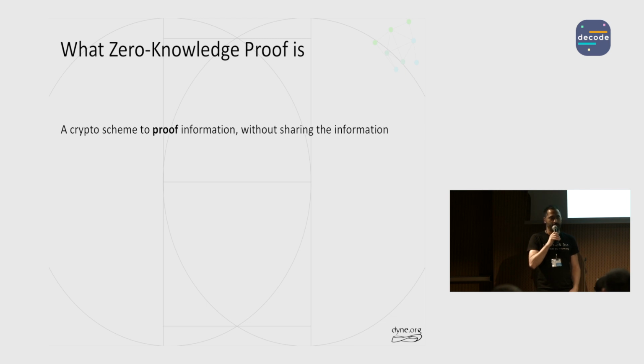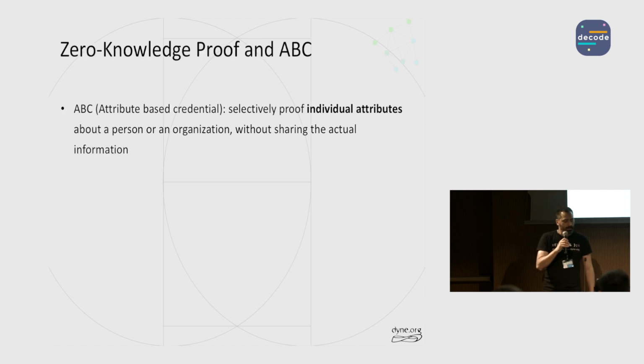So what does it mean to prove information? It means that I want to prove a specific attribute about myself without giving out information that is not needed to share the specific attribute, or information that is more personal than the information I want to share. And by mentioning this, I actually jumped over to the next slide, because zero knowledge proof is often connected with ABC, or attribute-based credential, which involves sharing a specific attribute without sharing the actual information.